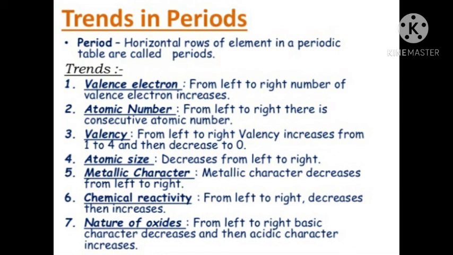Atomic size decreases from left to right. Metallic character decreases from left to right. Chemical reactivity from left to right decreases then increases. Nature of oxides: from left to right, basic character decreases and then acidic character increases.